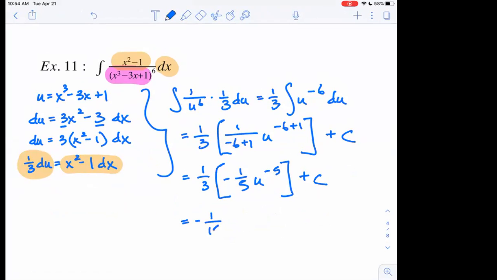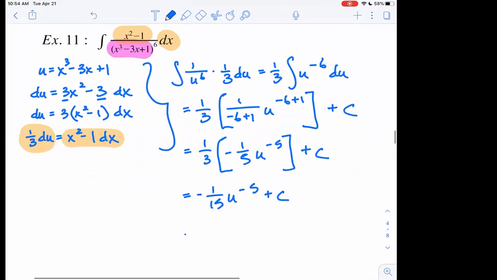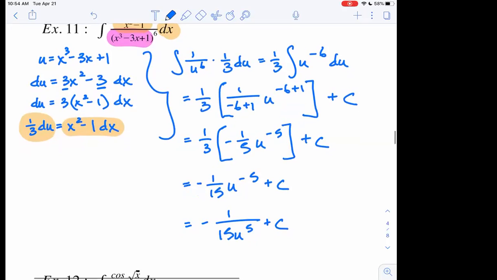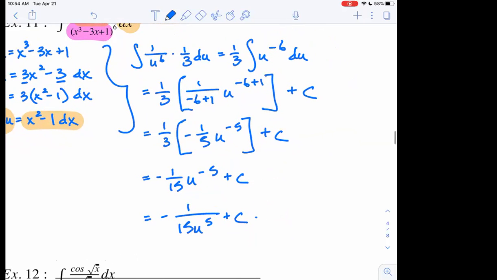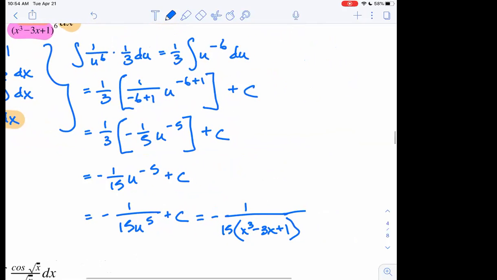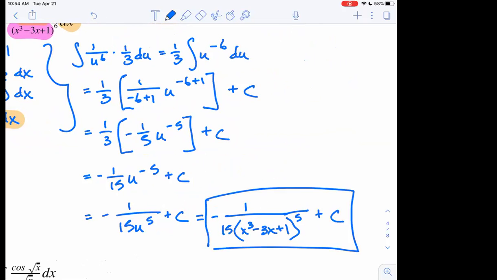Negative 1/15 u to the negative 5 plus c. Negative 1 over 15 u to the 5th plus c. And then everywhere I see the u, I'm going to put my x cubed minus 3x plus 1. So x cubed minus 3x plus 1. Don't forget to put in that 5th power, and then plus c. Okay?